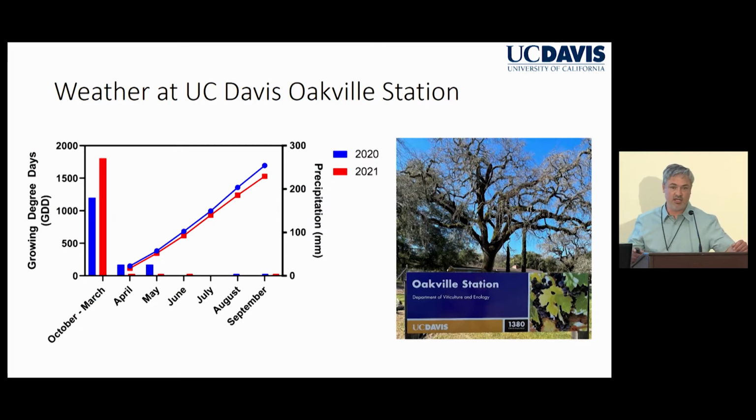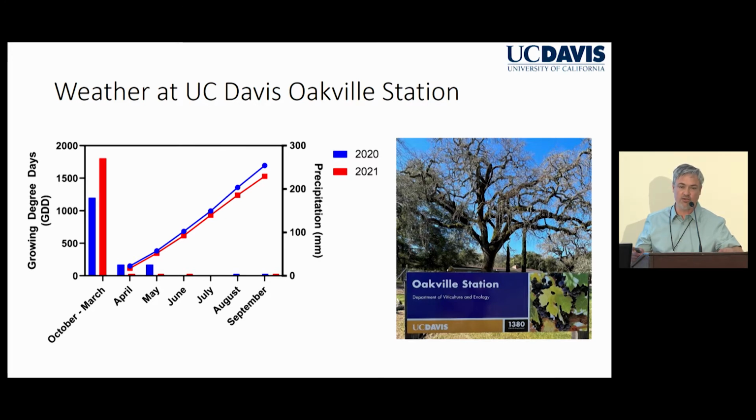So this study was conducted in Oakville at the UC Davis Oakville Station. On the left side you can see the weather for the site over the 2 years. The bars represent the precipitation and the lines represent the growing degree day accumulation. One thing you notice between the 2 years is 2020 was slightly hotter, slightly drier. At the Oakville station, the soil series is a clay loam, Bell's clay loam, and all the other experimental variables were held even between the treatment groups.